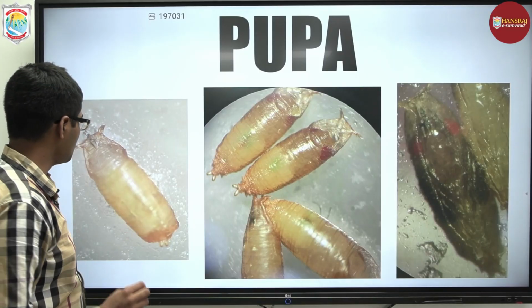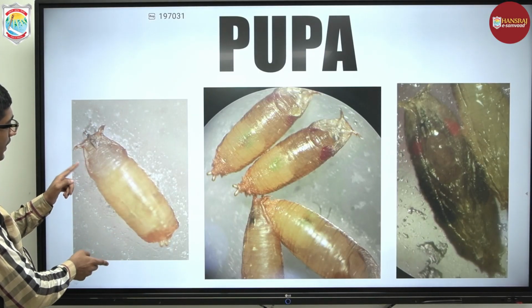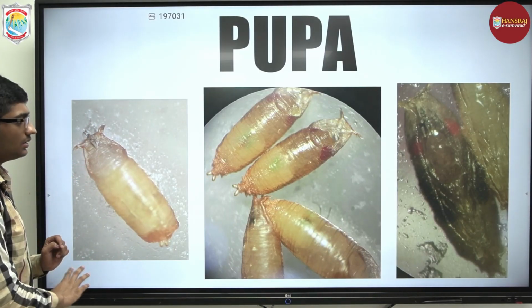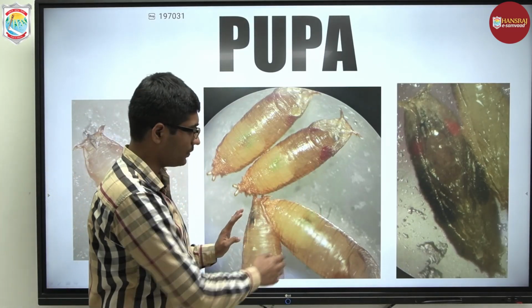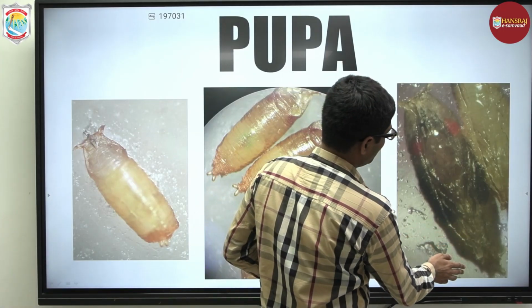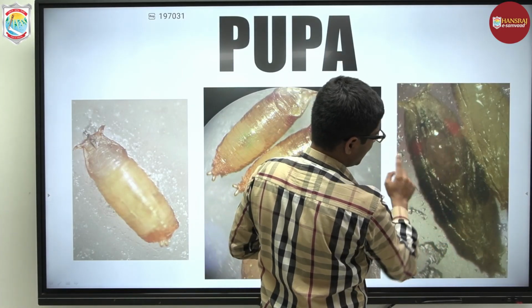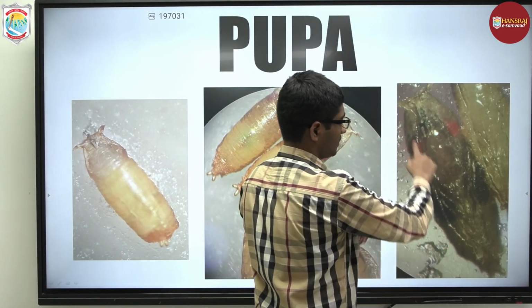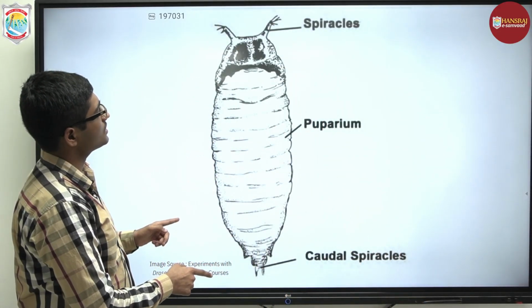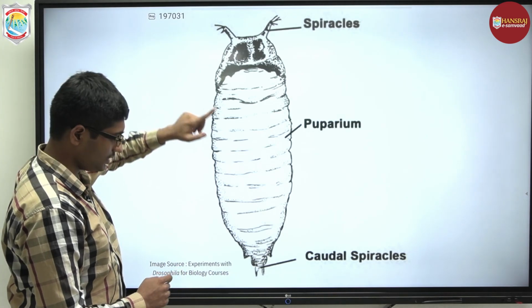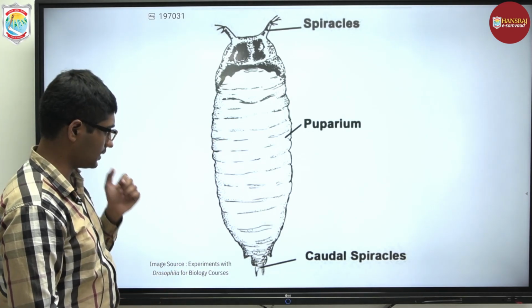Now the pupa stage. This is an early pupa, since you cannot see the eyes and the body of the adult. In this you can see the eyes. So this is a mid pupa, and this is a late stage of pupa, since we can see the eyes as well as the wings. This pupa is just about to eclose. Again, the general structure of pupa: anterior spiracle, puparium, the caudal spiracle.